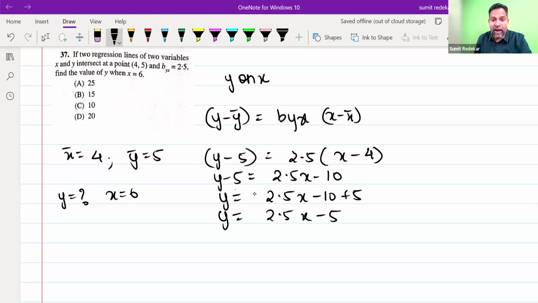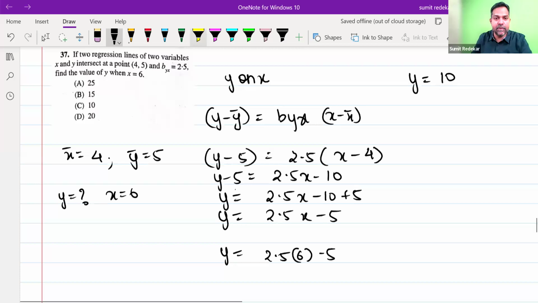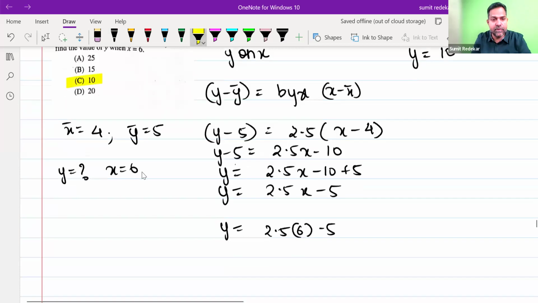You want the value of y when x is 6. Substitute: y is 2.5 into 6 minus 5. So y is 2.5 into 6, subtract 5 from it, and the answer to that is going to be 10. C, 10. That is question number 37.